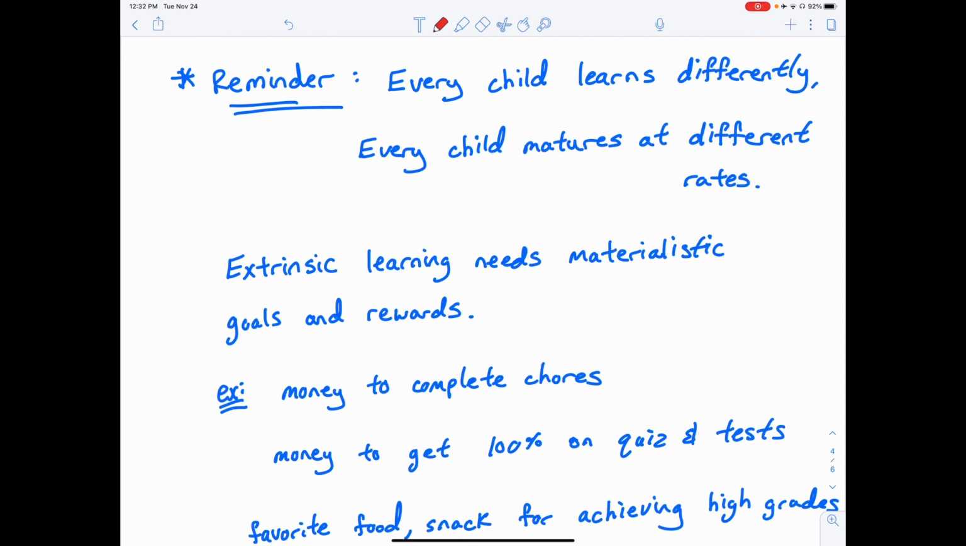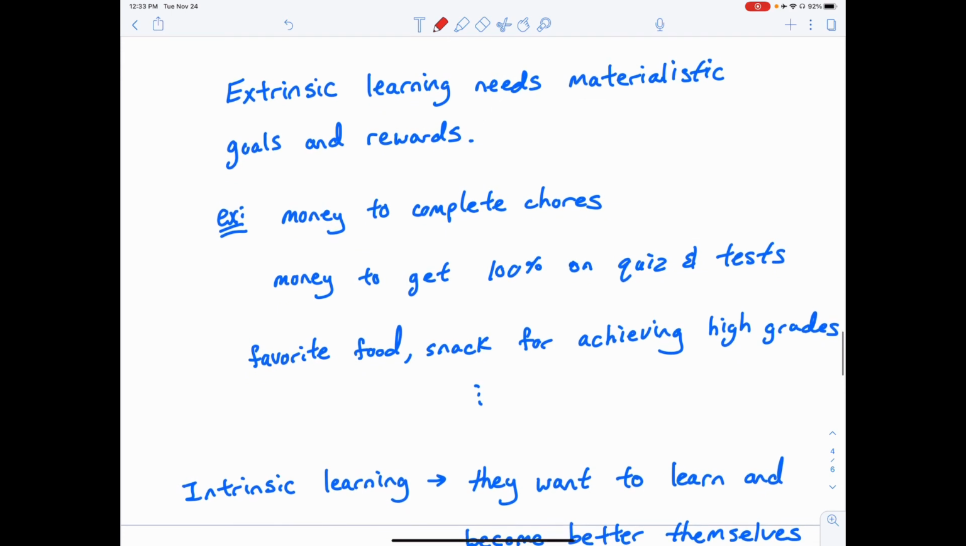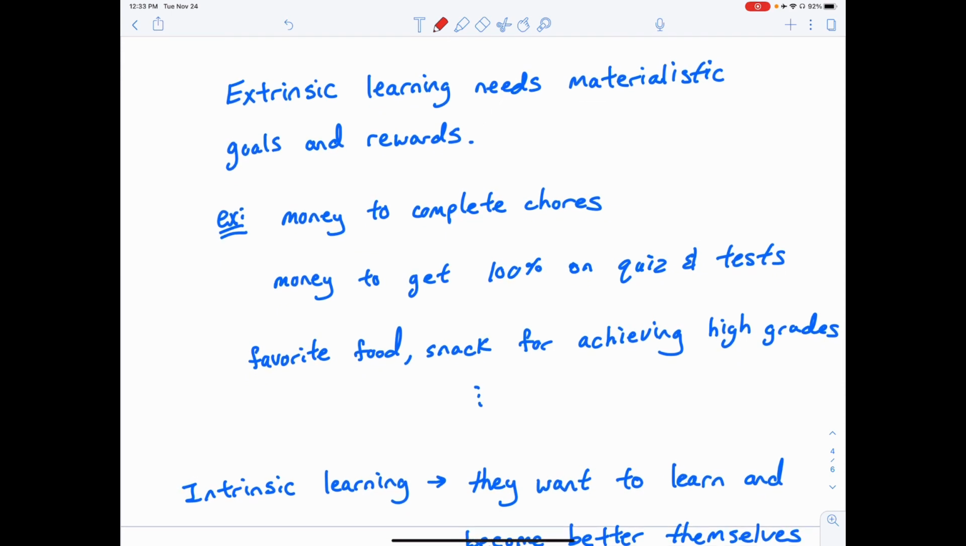Secondly, every child matures at different rates. We definitely have seen some students that are very mature for their age and some that will always seem less mature for their age. So the two types of learners, extrinsic versus intrinsic. Extrinsic learners are basically, they need materialistic goals and rewards.